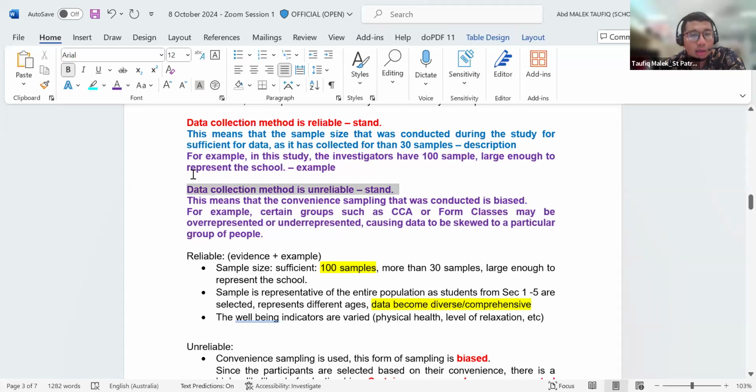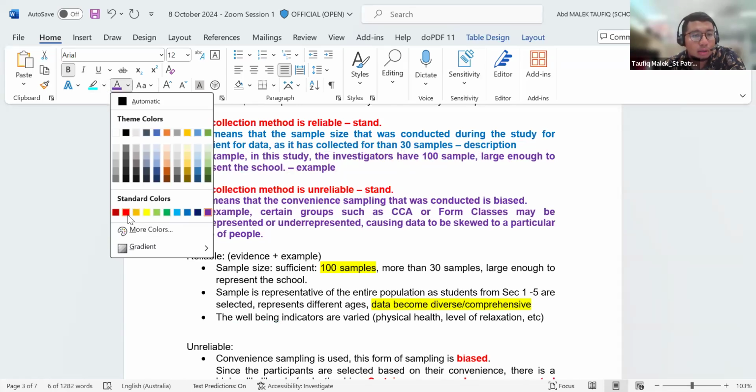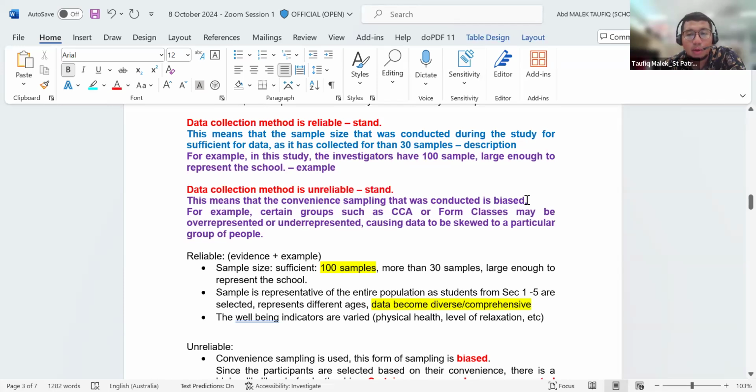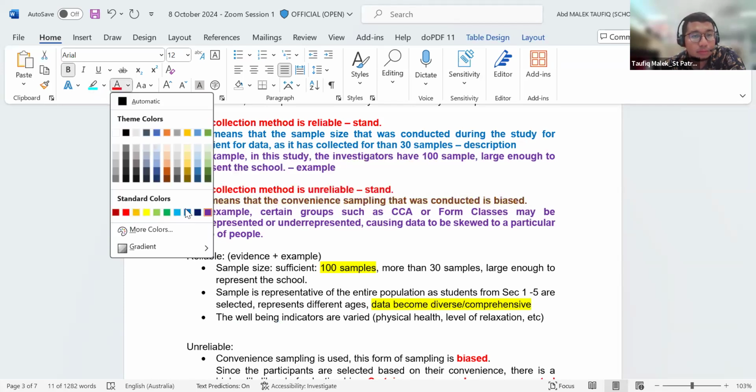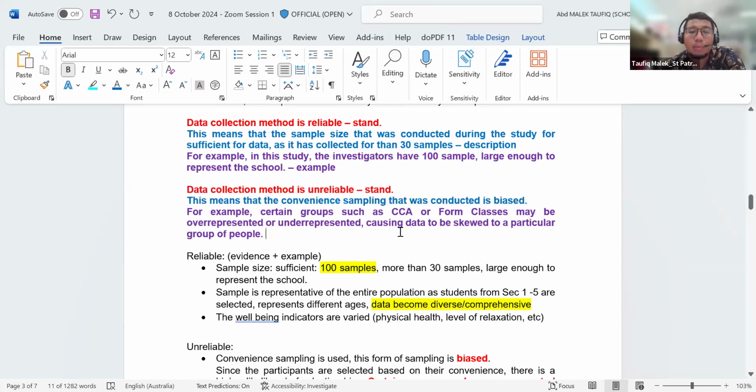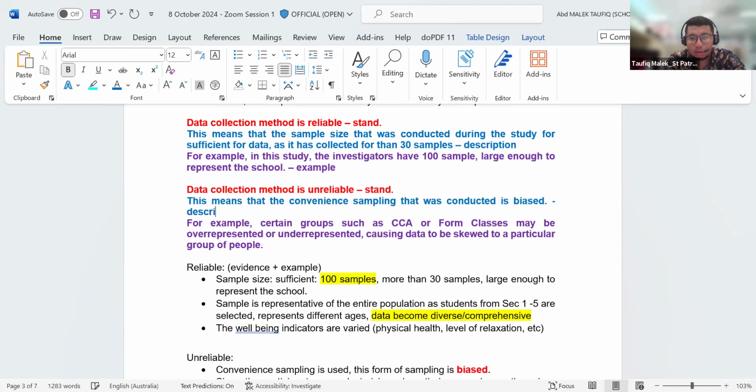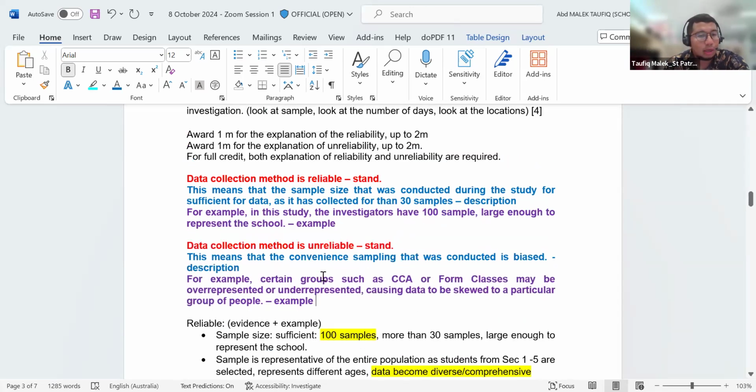So same thing, this is my stand, followed by description, and then followed by the example. There's nothing different about the writing technique. It's just the ability to read the figure, to read the question and adapt to the question. Okay, so once done, then you are done.